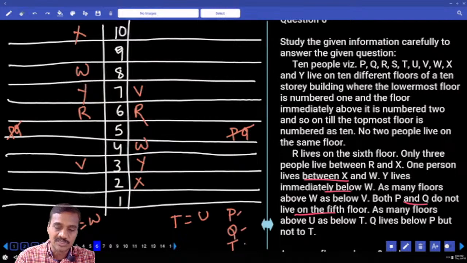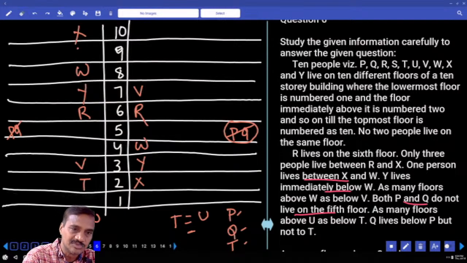Hence P, Q and T must be in this order. P and Q cannot be on the 5th floor, hence P, Q and T. Now T and U must be at equidistant. Hence, where can I have this T? T and U must be at this place.